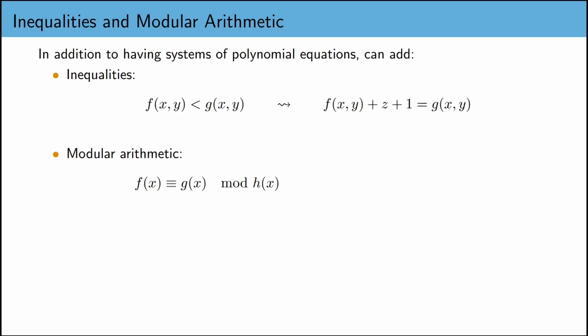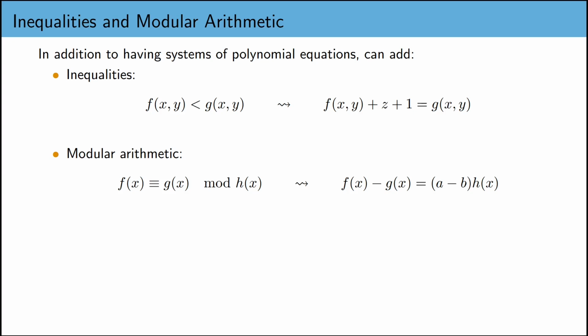We can also add in modular equivalences. Suppose we wanted to check if there's some value of x, and maybe some other variables too, that make f of x congruent to g of x modulo h of x when we plug into those polynomials. Well, we can translate this to an assertion that f of x minus g of x is some multiple of h of x. Well, okay, really we need to say that f of x minus g of x is some integer multiple of h of x.